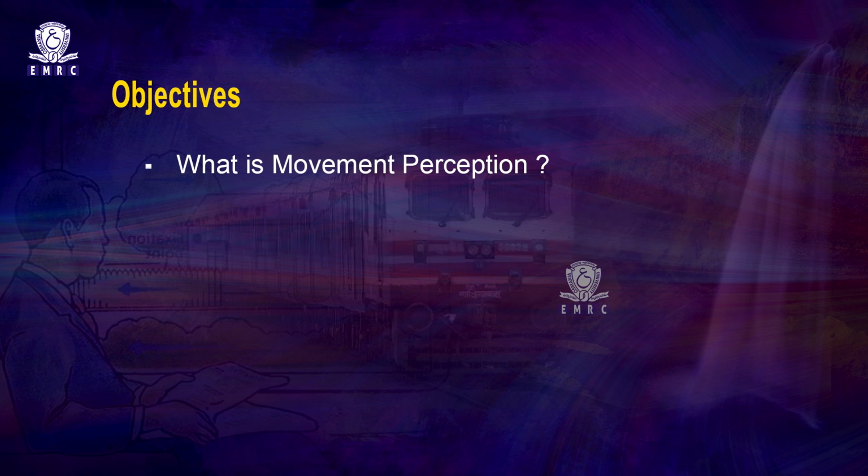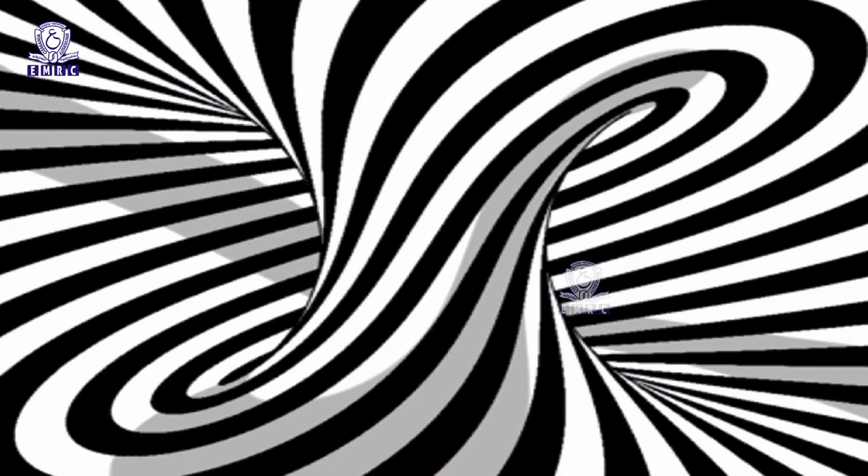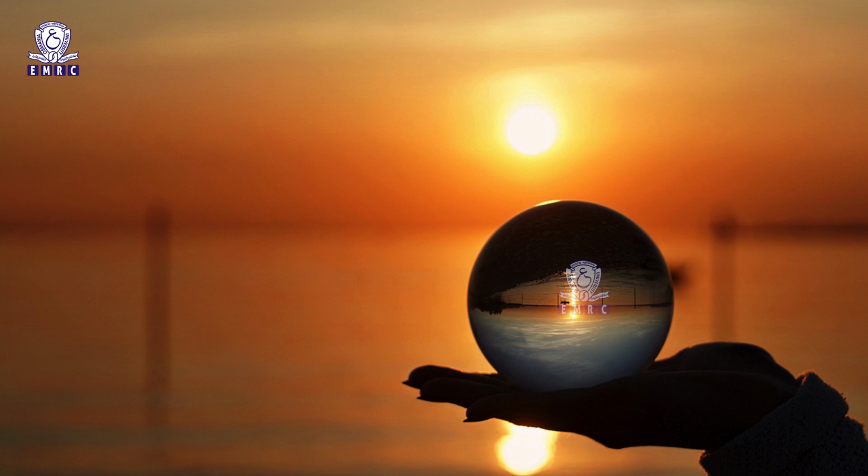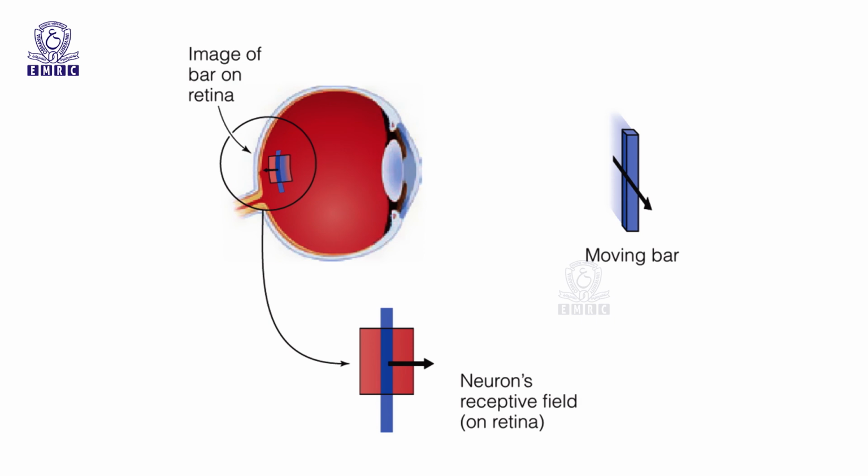Now let us see what movement perception is. As the name suggests, it is the perception of movement, and it is an aspect of spatial perception and is the process of inferring the speed and direction of elements in a scene, based on visual input. Although this process appears very simple, it has proved to be a difficult problem from a computational perspective and extraordinarily difficult to explain in terms of neural processing.